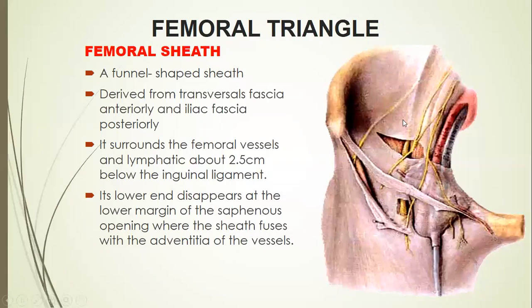Posteriorly is the fascia iliaca. So this one is the iliac fascia, or the fascia iliaca. It is continued downward. And anteriorly is the fascia transversalis. So when the external iliac artery and vein descend into the front of the thigh, they carry extensions of the fascia from the abdomen like a funnel-shaped structure, and these protrusions of both fasciae are collectively called the femoral sheath.